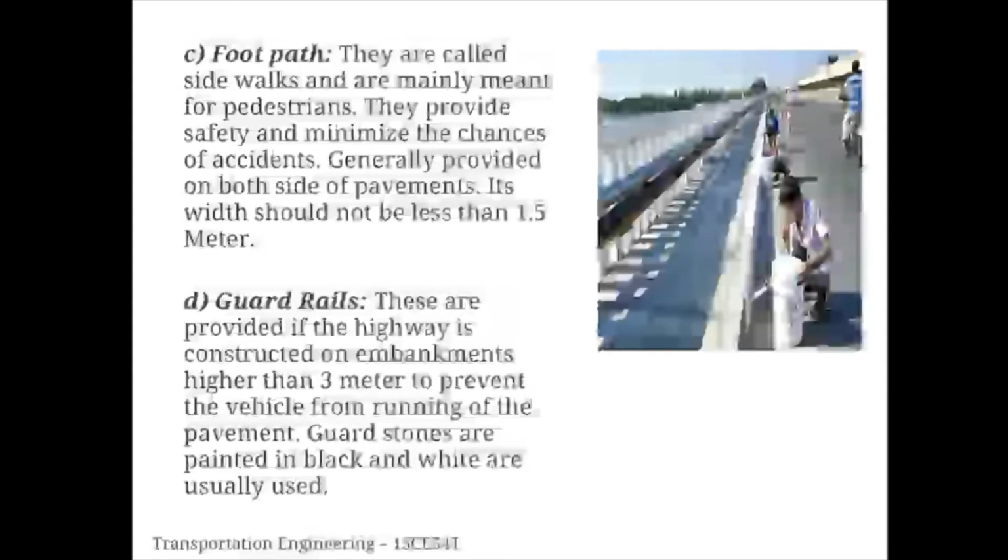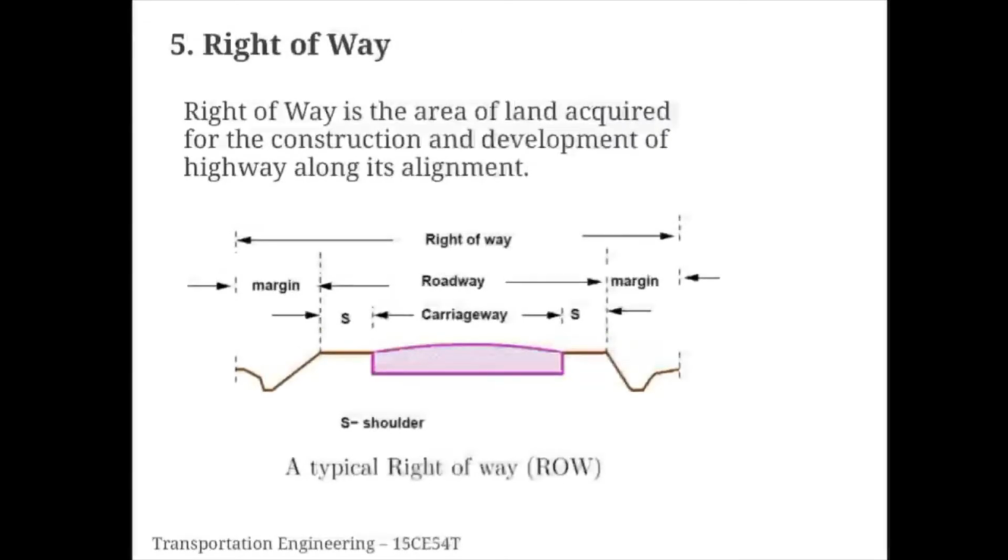And guardrails are provided if the highway is constructed on embankments higher than 3 meter, to prevent the vehicle from running off the pavement. Guard stones painted in black and white are usually used. Next is right of way.